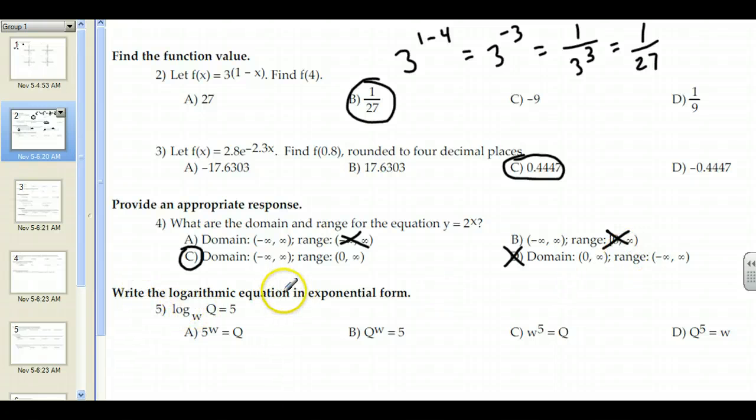5. Write the log equation in exponential form. The easy thing to do here is to take your base, this is the base of the logarithm, go across the equals, that's going to be your exponent. And then go back across the equals, that's what it's equal to. So we end up with W to the 5th is equal to Q, which is C.